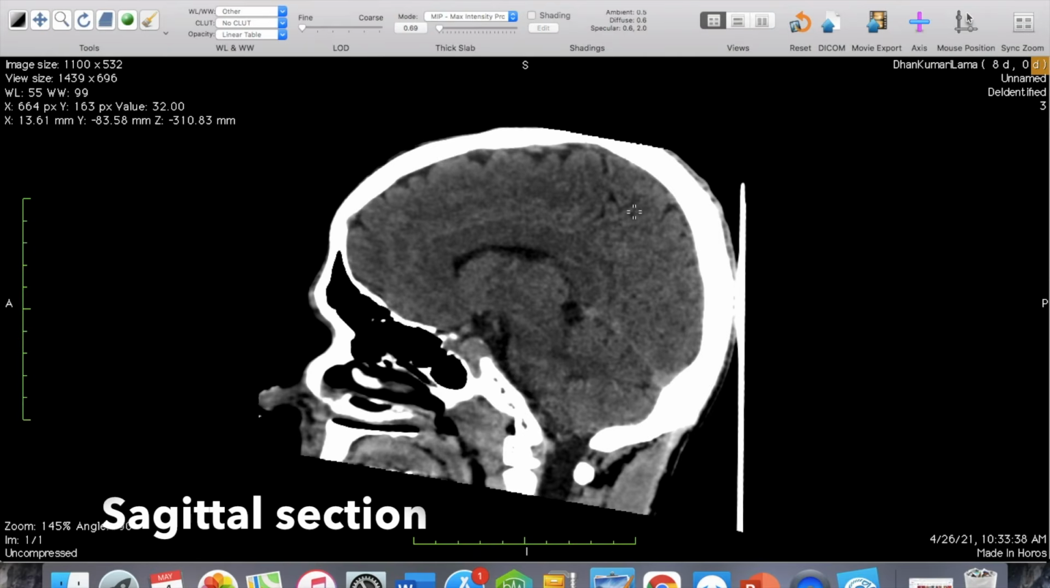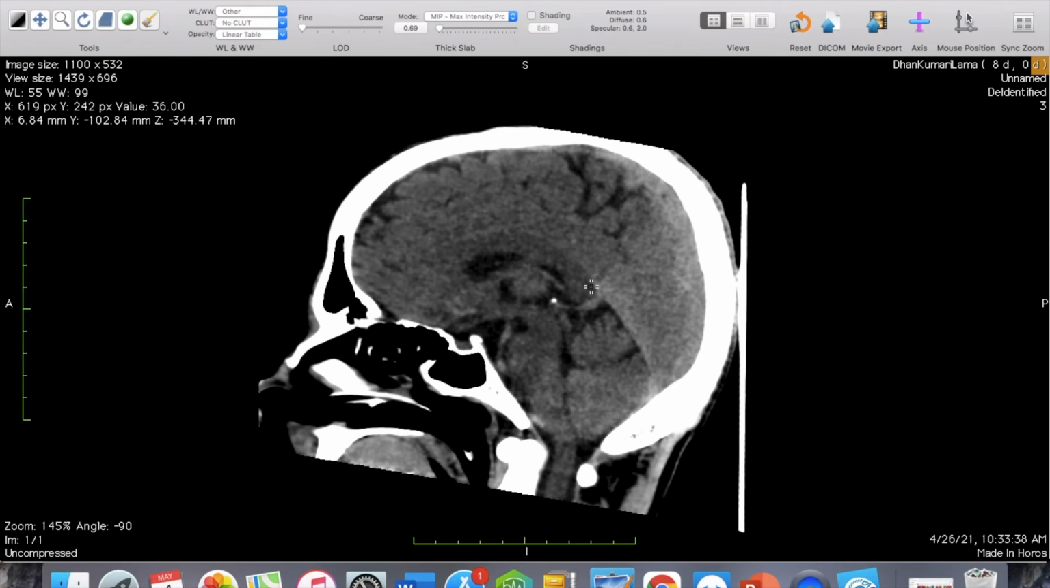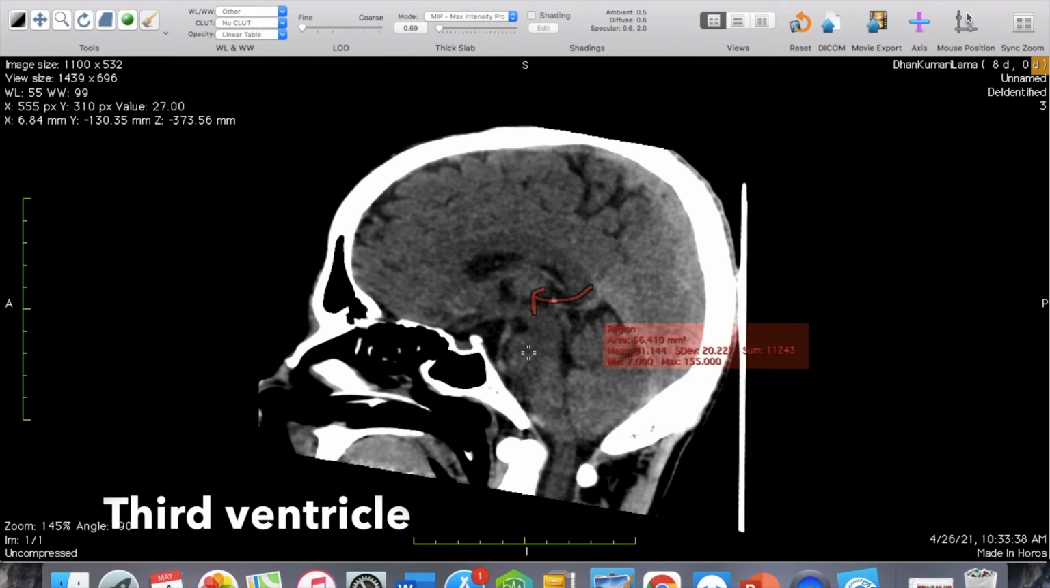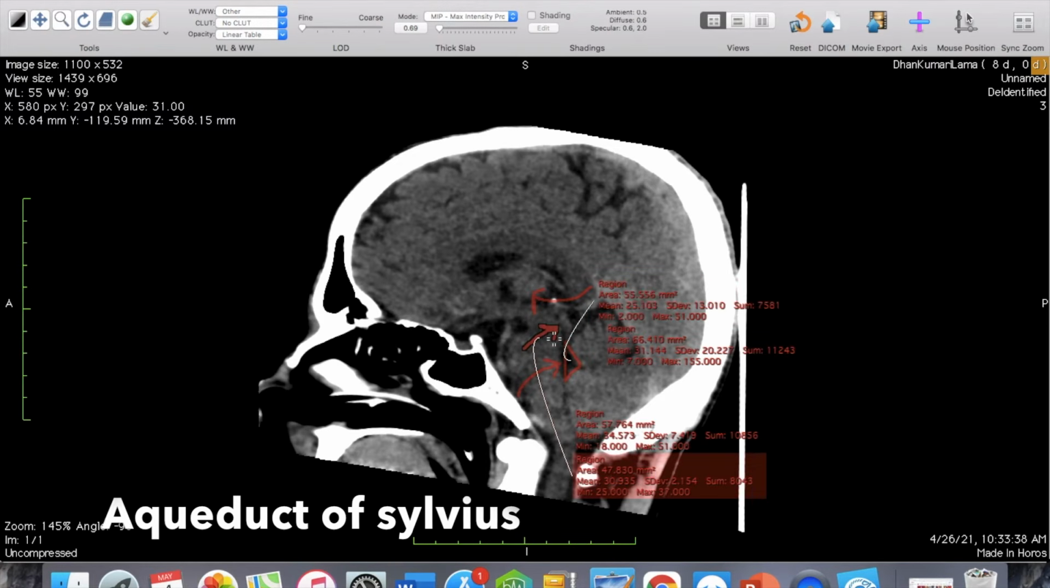So this is the sagittal section of the brain and we can see that these are the lateral ventricles. This is the part of the third ventricle, and this ventricle, which is triangular shaped lying in the posterior fossa, is the fourth ventricle. This fourth ventricle is joining with the third ventricle by this narrow channel which is known as the aqueduct of Sylvius.